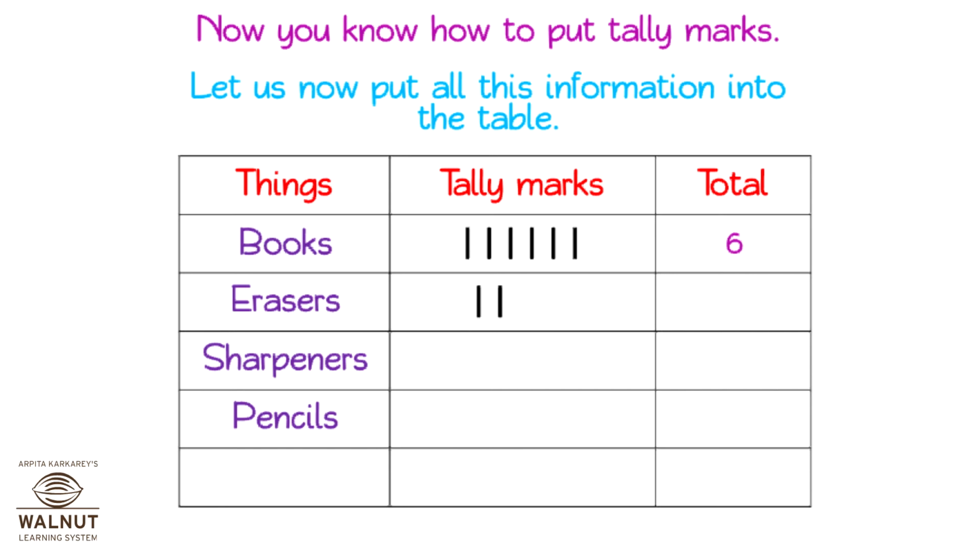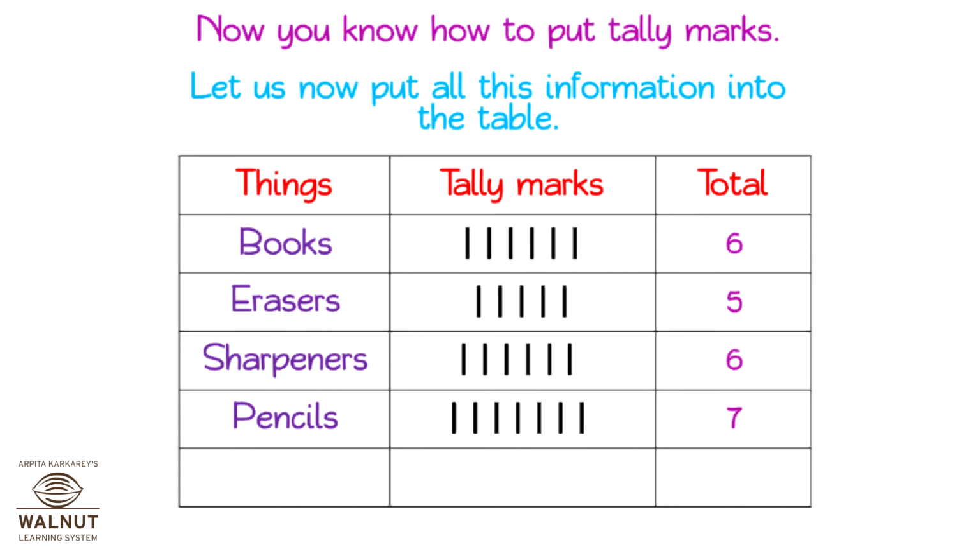Then for erasers. 1, 2, 3, 4, 5. Write the total count. Then for sharpeners. 1, 2, 3, 4, 5, 6. Write the total count. And then for pencils. 1, 2, 3, 4, 5, 6, 7. Write the total count. Now, add all the numbers to get the total count.